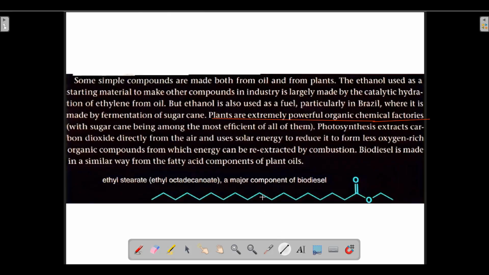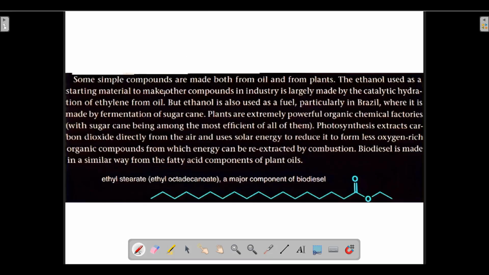And sugarcane is among the most efficient organic chemical factories out of them. Photosynthesis extracts carbon dioxide directly from the air and uses solar energy to reduce it to form less oxygen-rich organic compounds from which energy can be re-extracted by combustion. What does it mean? Photosynthesis extracts CO2 from the air and uses solar energy to convert it into glucose first, and then that glucose is converted into cellulose and all other things. Now cellulose has less oxygen as compared to carbon dioxide.